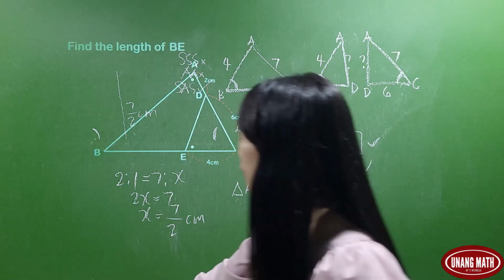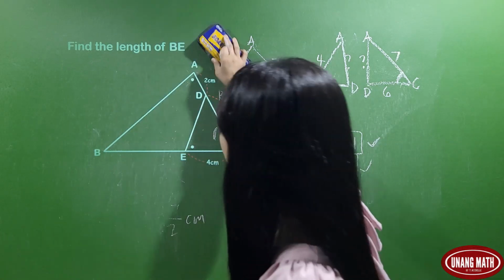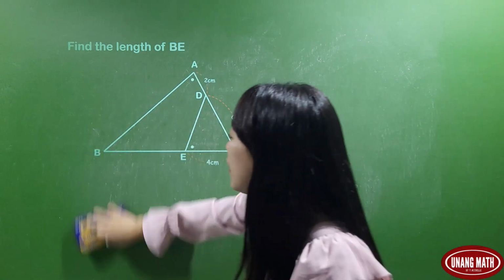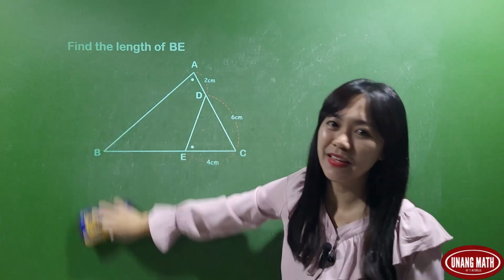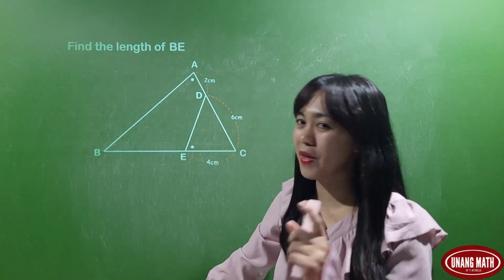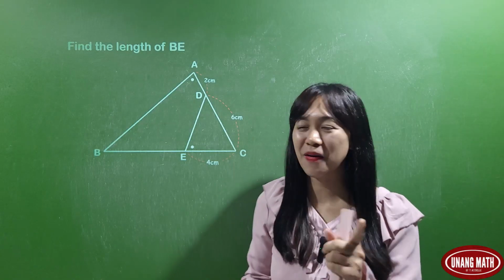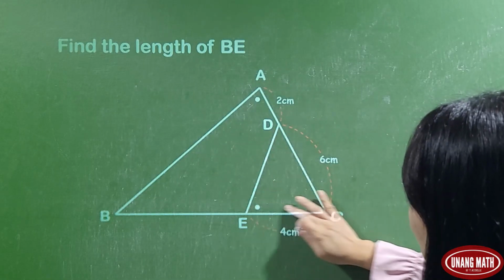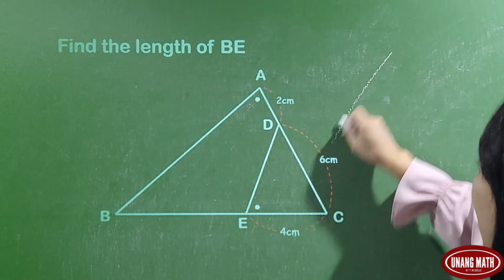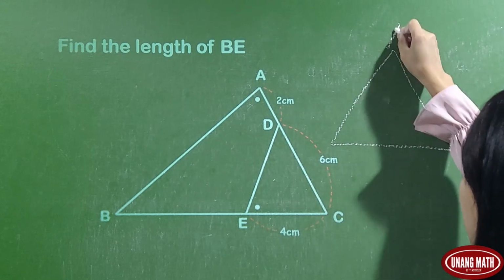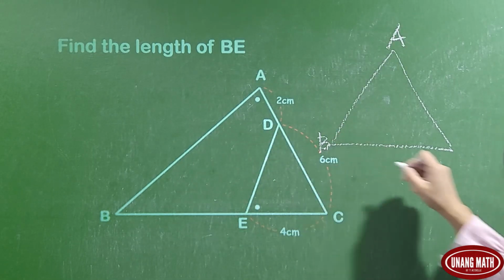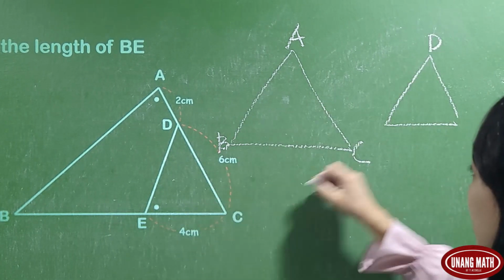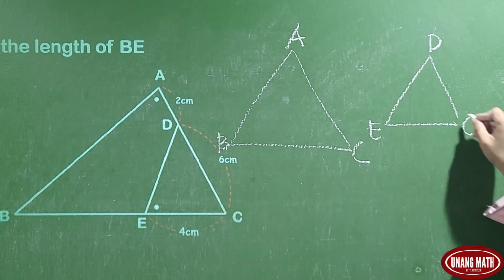Okay, and for the last figure, let's find out the length of BE in this figure. So there are no given conditions, or no written conditions. So we are going to make use of the concept of similarity. So this bigger triangle has a smaller triangle inside. So let's say this is our bigger triangle. This is A, this is B, this is C. And we have this smaller triangle. So this is D, this is E, this is C.